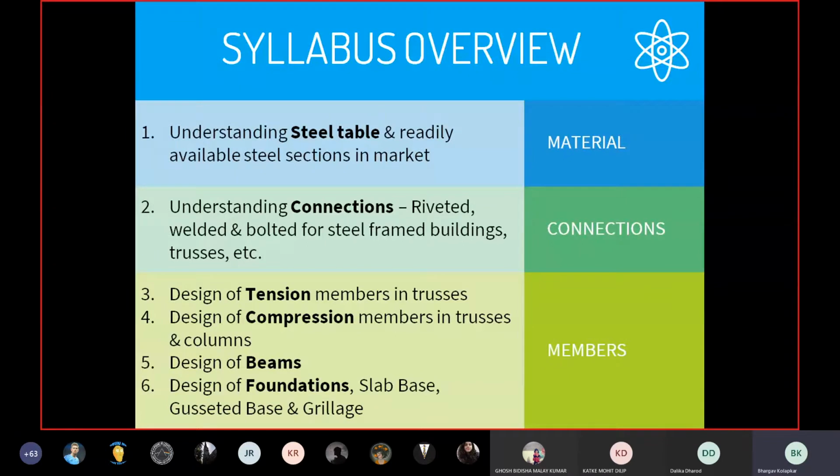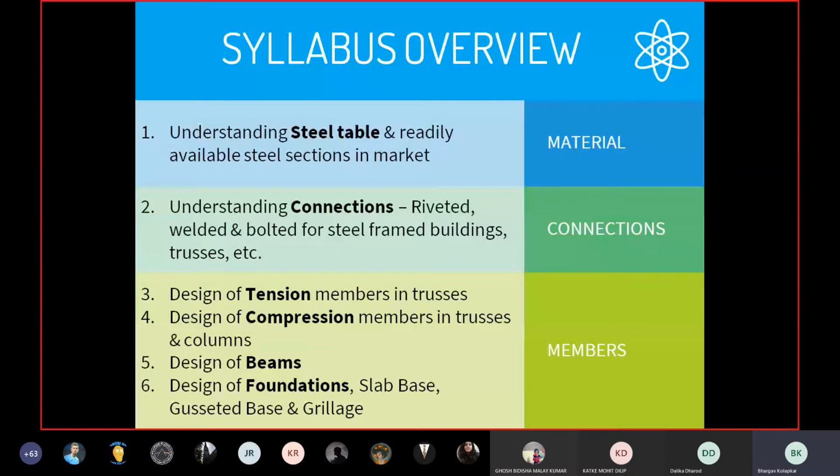And that is the first thing that we go to whenever we have to choose a type of section that we want. So we will just briefly look at what is a steel table and how to read a steel table. Because whenever you are working on a project, whenever you have to decide which type of section to use, the first thing that you should know is whether this type of section is available in the market.